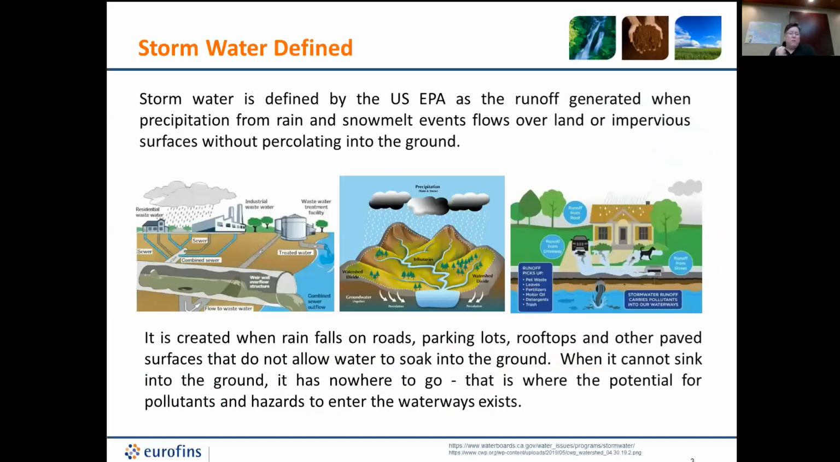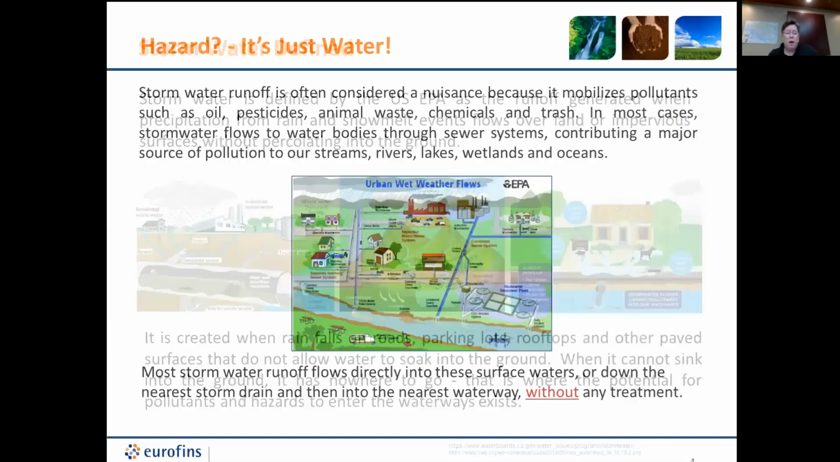Stormwater defined, y'all probably know this already, but the EPA calls it runoff. It's generated when there's rain or snow, and it flows over land or impervious surfaces. It doesn't get into the ground when it can't sink into the ground. It really has nowhere to go. That's where the potential for pollutants and hazards to enter our waterways exists. That's why it's such an important topic.